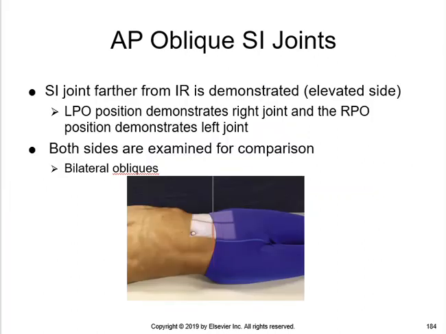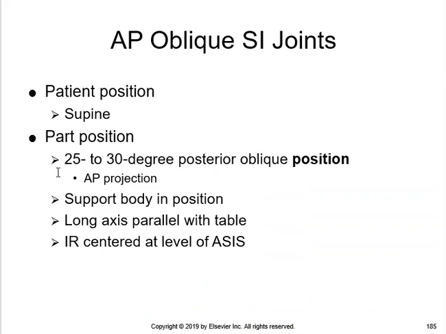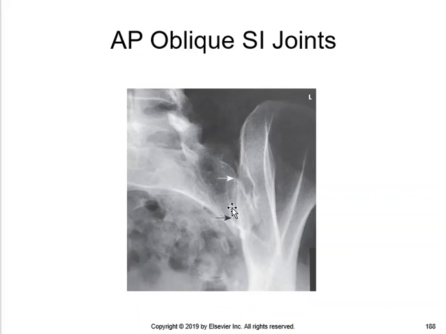We're also going to do obliques of the SI joints. They're always going to be bilateral obliques, and what we're going to do is oblique the patient 25 to 30 degrees into an LPO or an RPO position. We're going to see the open SI joints on the elevated side. So 25 to 30 degrees AP oblique, and we're going to see the elevated side. It should look something like that. So your central ray is going to be about an inch anterior to the elevated ASIS.